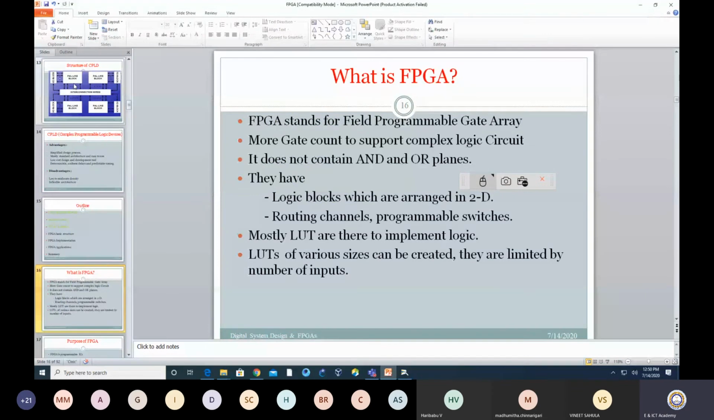Okay, now probably I will start the FPGA tomorrow because I think we have only 5-10 minutes left, and I committed to complete at 12:45. So I would like to stop at this point where we have discussed up to the CPLD. Tomorrow when we meet, definitely we will go with the FPGA. What is there in FPGA and how is FPGA supporting complex logic? That is the answer we need to find out, and you will find it in tomorrow's class.